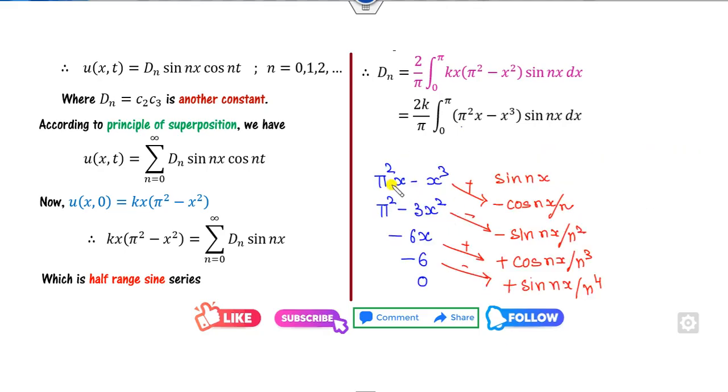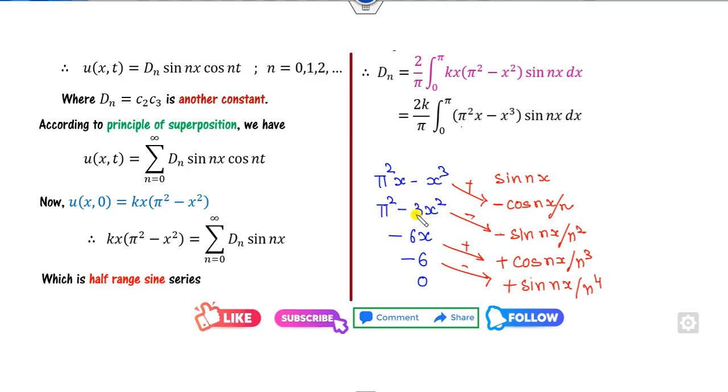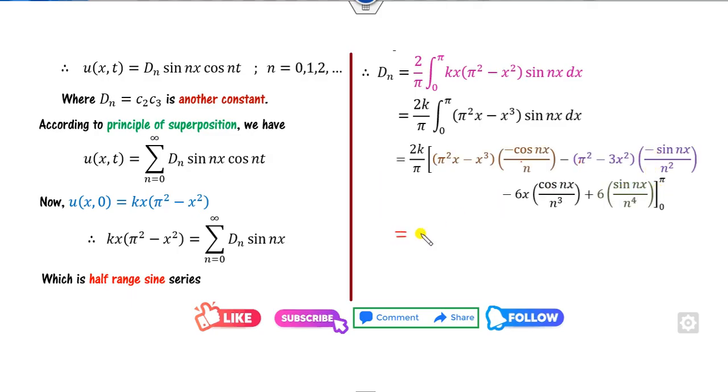You can see π² x minus x cubed, minus cos nx divided by n. Second quantity is minus minus, that's a minus π² 3x, this quantity. Now you can substitute the upper limit, 2k upon π. When you substitute π, π cubed minus π cubed is 0, sine nπ is 0, cos nπ, so it is minus 6π cos nπ over n cubed, sine nπ is 0. When you substitute 0, it's 0, sine 0 will be 0, cos 0 will be 1, but this x is 0, sine 0 will be 0.